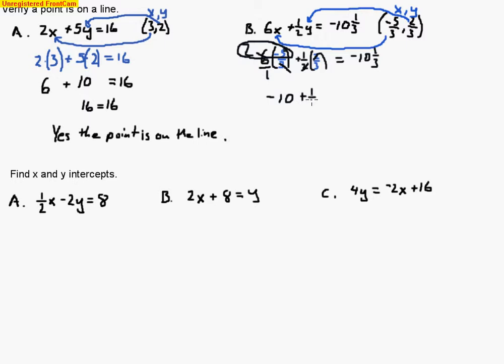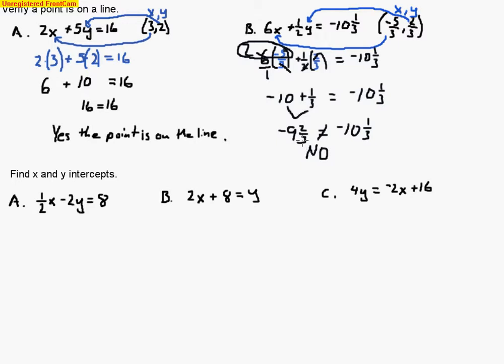Oh, it's not going to make it, because here they're opposite in sign, not the same sign. If this were a negative 1/3, if this was a negative 2/3, then we would add the two numbers, but they're not. They're opposite in sign, so we need to subtract. So if we take 1/3 from 10, we're left with 9 and 2/3. That is negative, which isn't quite the same as negative 10 and 1/3. So that point is not on the line, so we would say no.